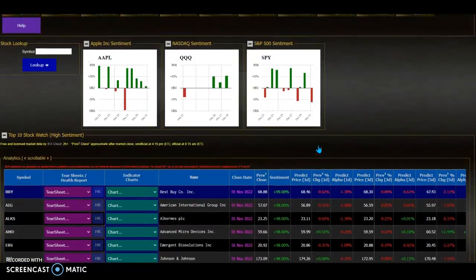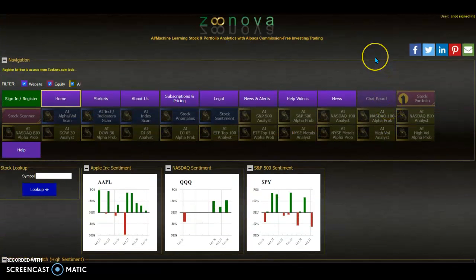So it's a really nice feature for people who are actively in the markets and want to quickly scan every single day to see what the top 10 stock picks are, whether it's sentiment analysis, positive or negative, or looking at the top 10 stock picks for the S&P 500 and NASDAQ 100. Of course, once you do log in, you will get a lot more information than what's just displayed on the home page, and you will have the full features of the entire Zoonova platform.